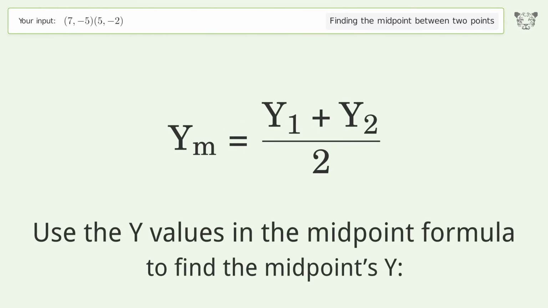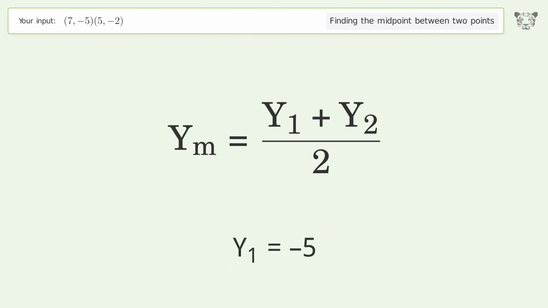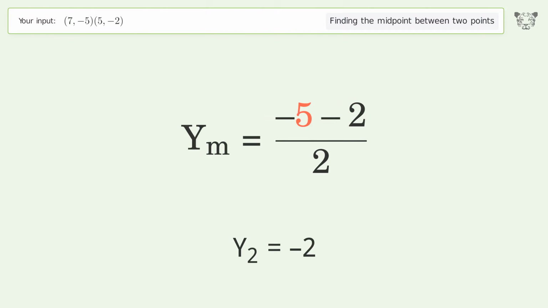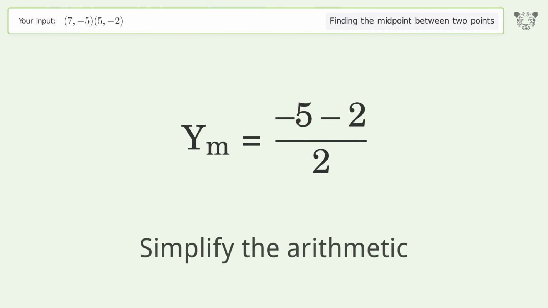Use the y values in the midpoint formula to find the midpoints y. y1 equals -5. y2 equals -2. Simplify the arithmetic.